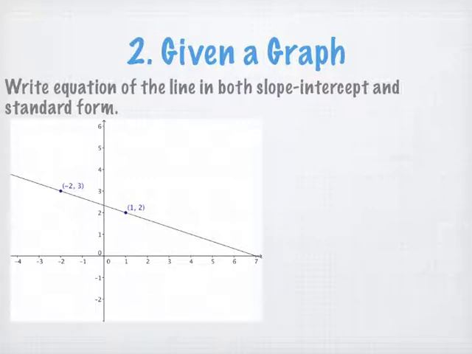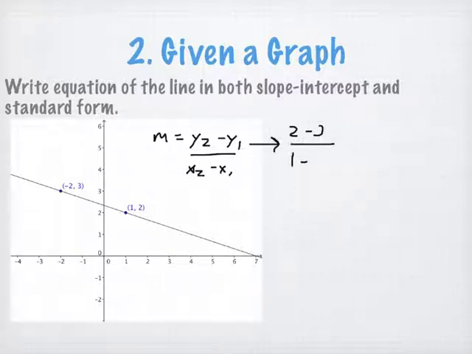Using those points, you're going to calculate the slope, and then selecting one of the points, you're going to plug that into point-slope form to calculate slope-intercept and standard. So let's start with finding the slope. So the slope of this line would be 2 minus 3 over 1 minus negative 2, which gives us a slope of negative 1/3.